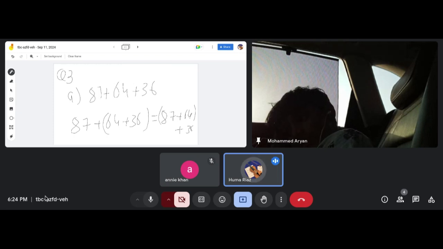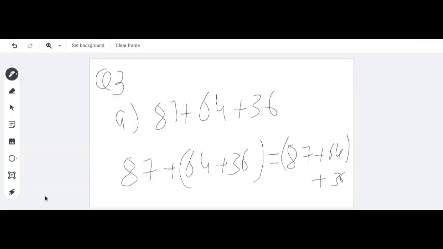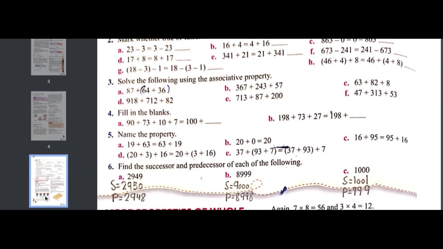What is the successor of 2949? 2950. Predecessor? 2948. What about the B part? Successor and predecessor? 9000. Yes, 9000, then 8998. Yes. And then C.